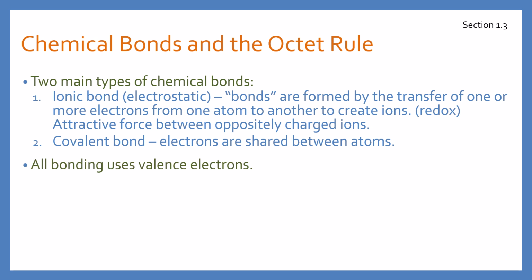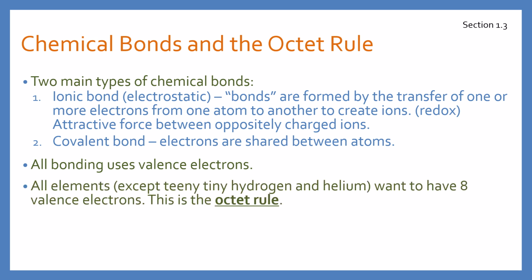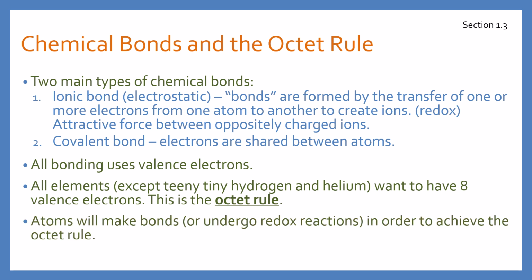All bonding uses valence electrons. That's why we spent time in the last part of this discussing what valence electrons are and how to identify them. All elements except for teeny tiny hydrogen and helium want to have 8 valence electrons. This is known as the octet rule. Boron also often falls in that exception. Atoms will make bonds or undergo redox reactions in order to achieve the octet rule.